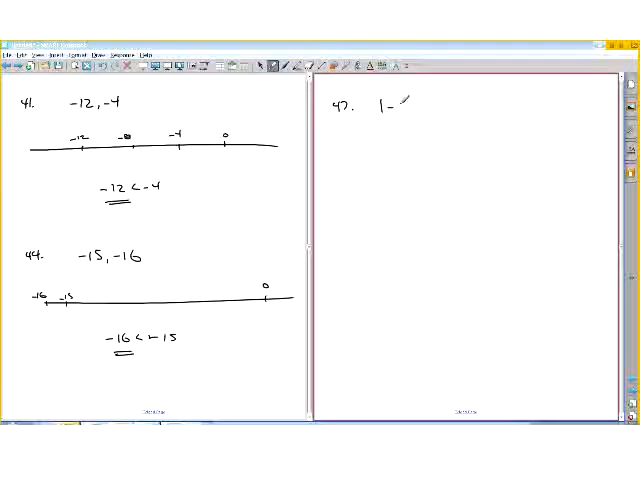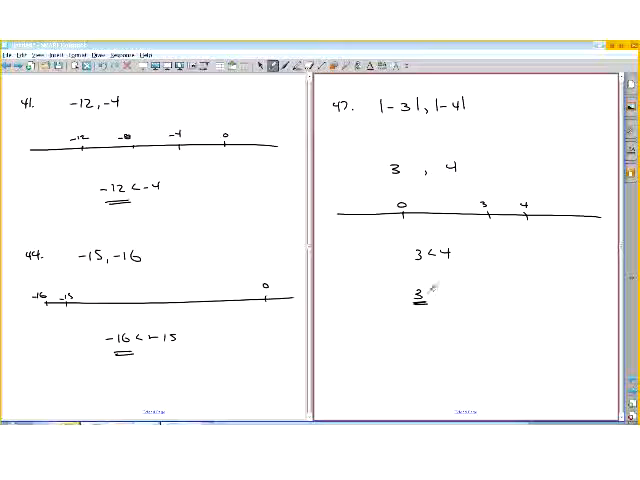47. The absolute value of -3 and the absolute value of -4. So what is the absolute value of -3? Well, the absolute value always takes off the negative sign, so it becomes 3, and this becomes 4. So then you plot these on a number line. This is 0, this is 3, this is 4, and because 3 is to the left of 4, we know that 3 is less than 4, and therefore 3 is the lesser of the two numbers.